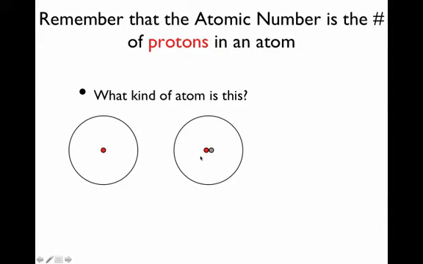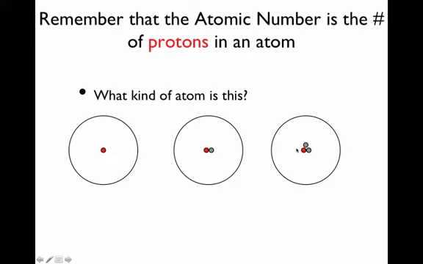Then I showed you a third atom. This atom has one proton and 2 neutrons. And again, I said, what type of atom is this? It turns out that this is also a hydrogen atom, because the feature that makes atoms the type of atom that you're talking about is the number of protons that they have. So each of these 3 atoms, the one on the left, the one in the middle, and the one on the right, all have one proton. Because they all have one proton, they are all hydrogen atoms.